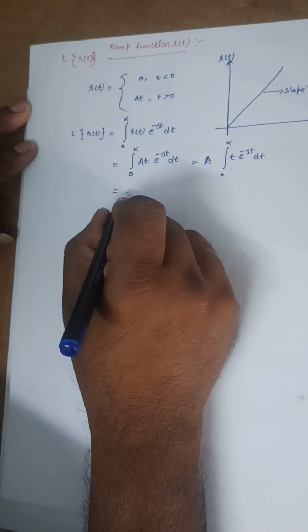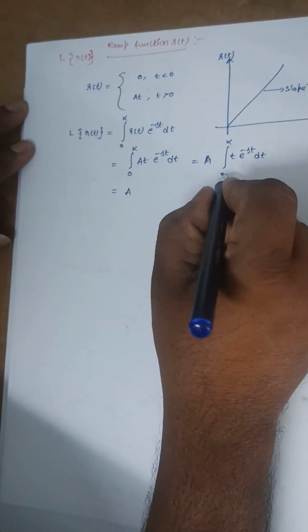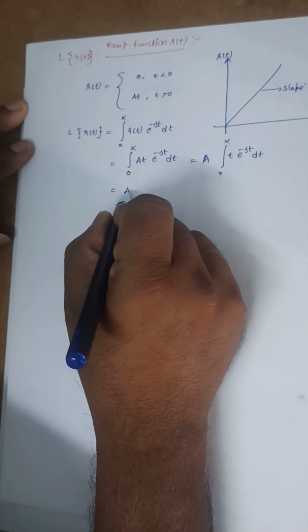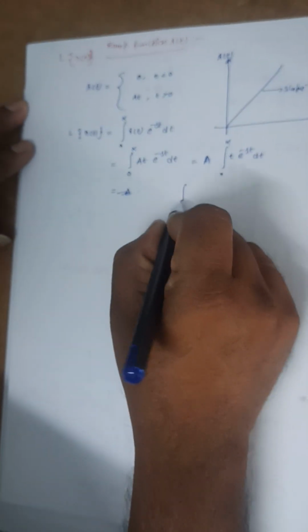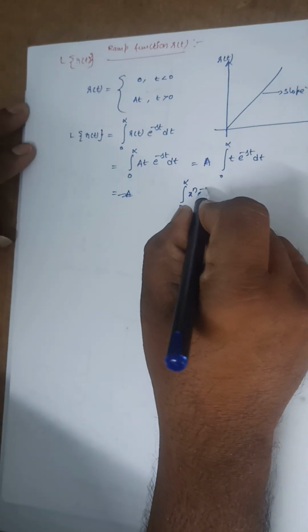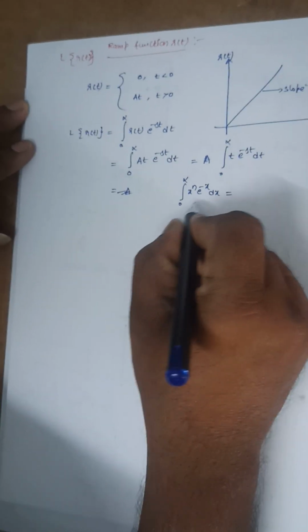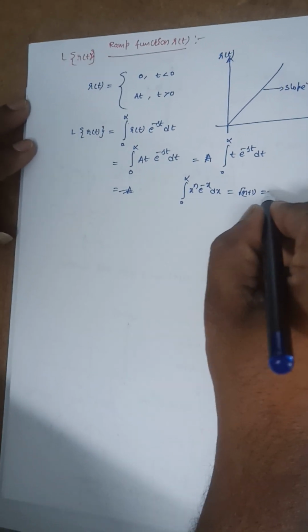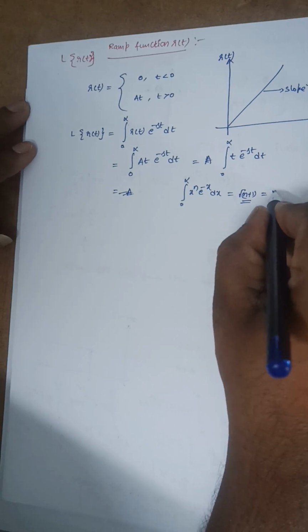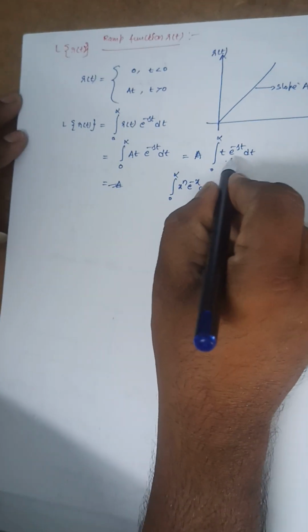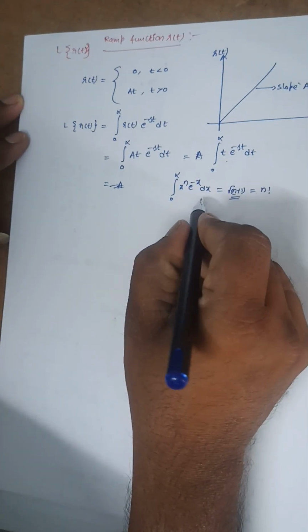So it is a into, it is like the integral 0 to infinity x power n e power minus x dx. The formula for this one is gamma of n plus 1. We already discussed this one. Gamma of n plus 1 is n factorial. So now let me write this expression in this form.